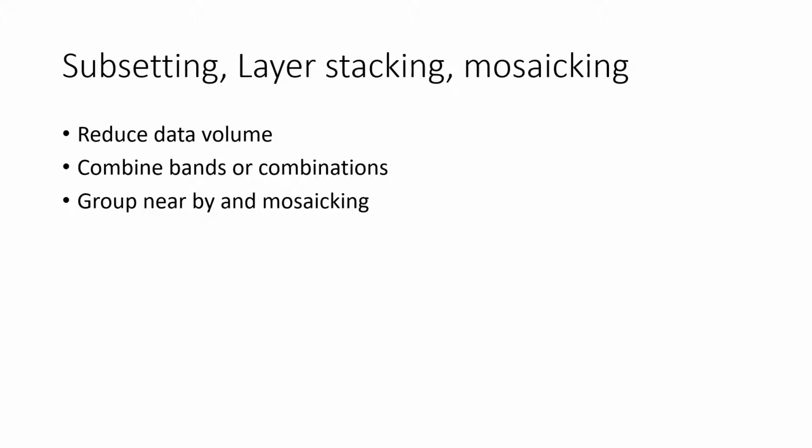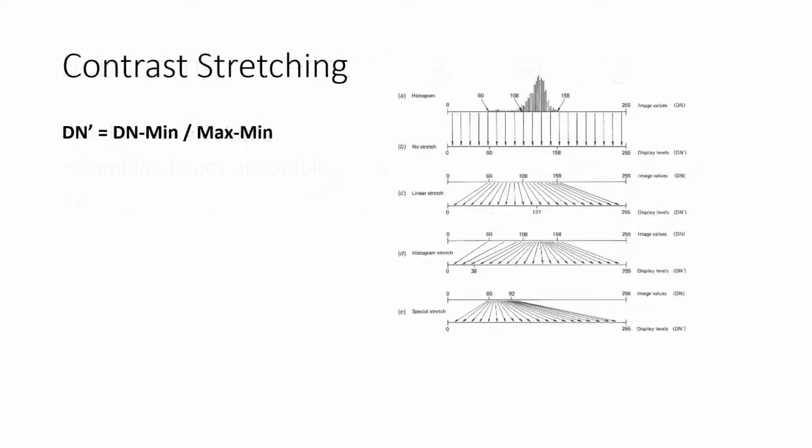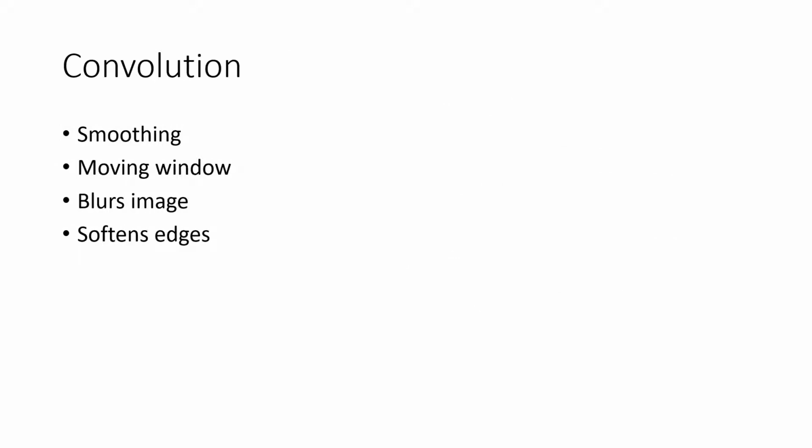Subsetting, layer stacking, mosaicing, reduce data volumes. It combines bands or combinations. You can group nearby things together and mosaic them. We're talking about stretching. Here's the equation for it. Convolution, smoothing things out, how it blurs the stuff around, has a sort of moving window, and it softens up edges.